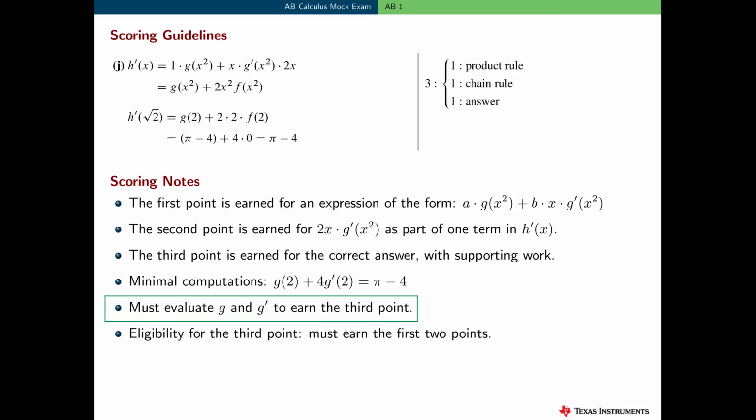A gentle reminder that the student must evaluate g and g prime to earn the third point. So what I mean by that is leaving the final answer with a g of 2 and/or a g prime of 2 or f of 2, that's not considered a final numerical answer. And finally, as in many problems, there is an eligibility criterion here for the third point. And that is that the student must earn the first 2 points to be eligible to earn the third.